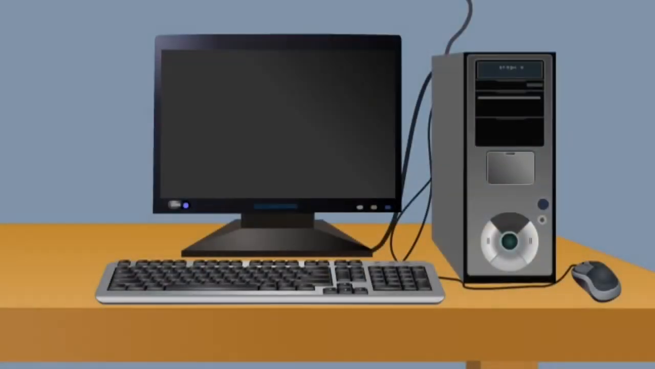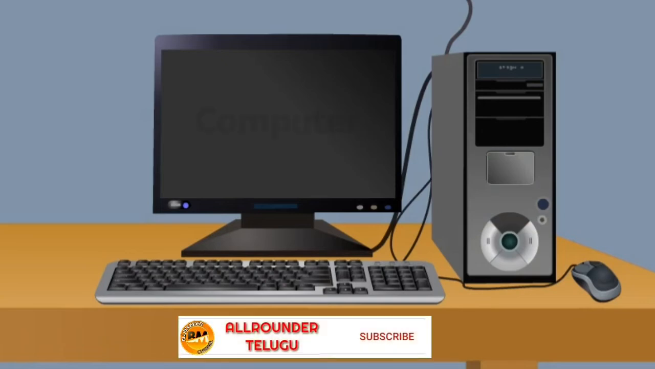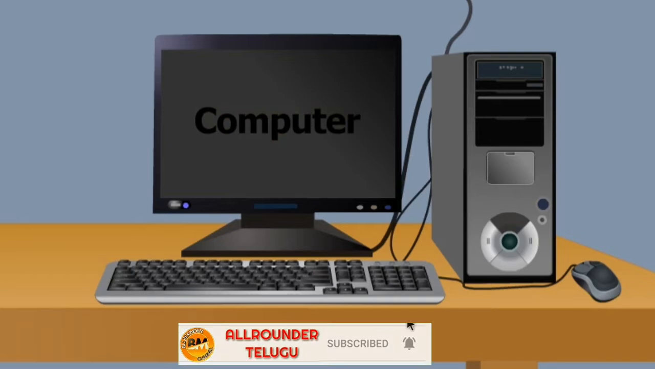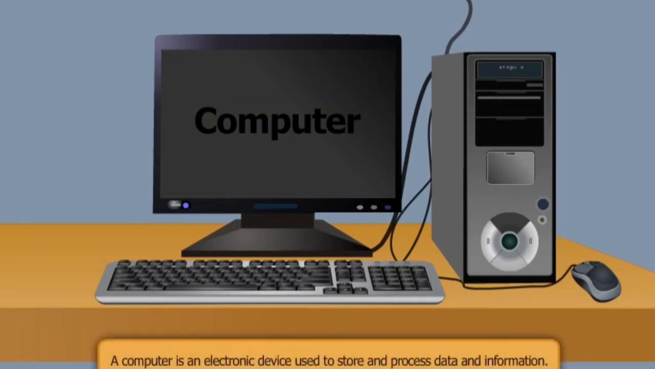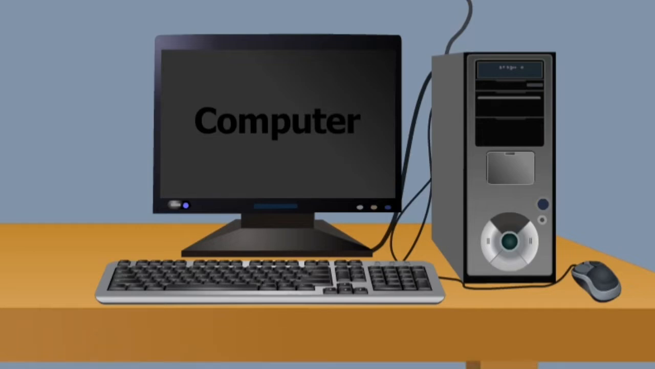So, let's start with defining a computer. Computer gets its name from the word compute, which means calculation. We have seen that a computer can do more for us than just calculate. A computer is an electronic device used to store and process data and information. A computer takes data, processes it as per the instructions provided, and converts it into electronic information for us.